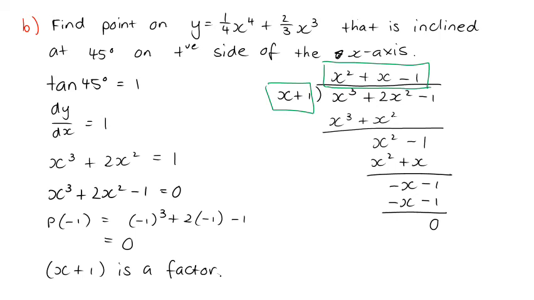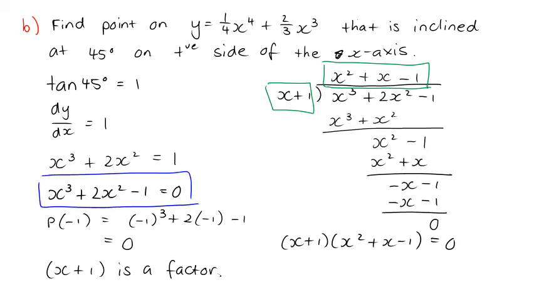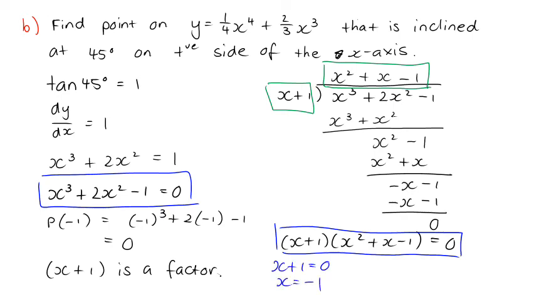So you get x plus 1, x squared plus x minus 1, that equals 0. That's from here. So that's saying the same thing, just factored. Still haven't figured out what x is though. So null factor, we know that x plus 1 equals 0. So that's x equals -1.